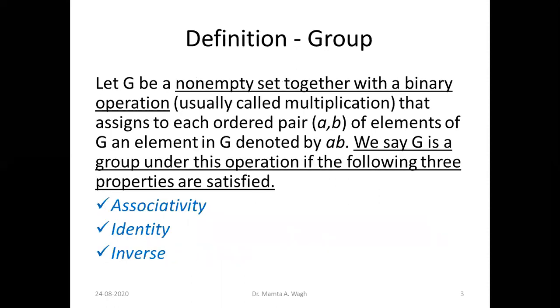So let us define a group. We have a non-empty set G together with a binary operation, and usually we call that operation multiplication. That operation assigns to each ordered pair A, B of elements of G an element in G, denoted by AB. Then we say that G is a group under this operation if the following three properties are satisfied. The properties are associativity, identity, and inverse.